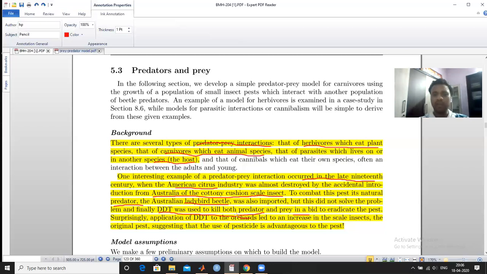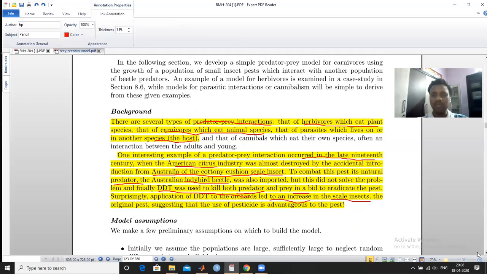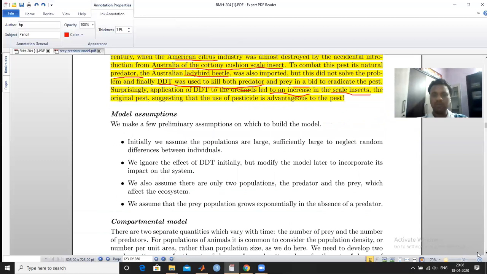But what was the effect of the DDT? The application of the DDT led to an increase in the scale insects. It means they got the result in the reverse direction: the population of the insects increased in spite of the attempt to decrease it. We will discuss this phenomenon, but before that, we will discuss how to get the mathematical framework for this predator model.